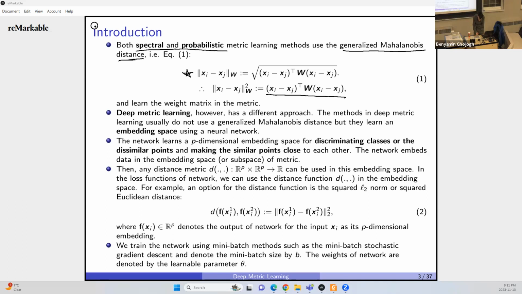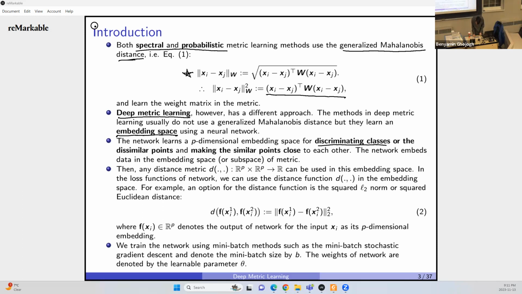The deep metric learning, however, is a bit different. It doesn't use the generalized Mahalanobis distance. It says let's learn an embedding space as the output layer of the neural network, or one to the last layer of the neural network. Doesn't matter. So I want to learn some space where these classes are separated in the supervised case. If it is unsupervised, where the similar points fall close to each other and dissimilar points fall away from each other. Okay, this is deep metric learning.